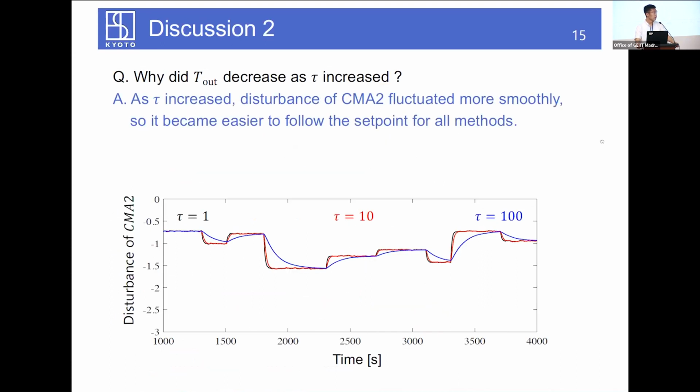Next, we consider why the T-out becomes shorter as tau increases. The figure shows the disturbance applied to CMA2 by CMA1. The black line represents tau equals 1, the red line represents tau equals 10, and the blue line represents tau equals 100. It can be seen that the disturbance fluctuates more slowly as tau increases. This suggests that for all methods, disturbance fluctuates slowly as tau increases, making it easier to follow the CMA2 to the set point and keep CMAs within the DS.